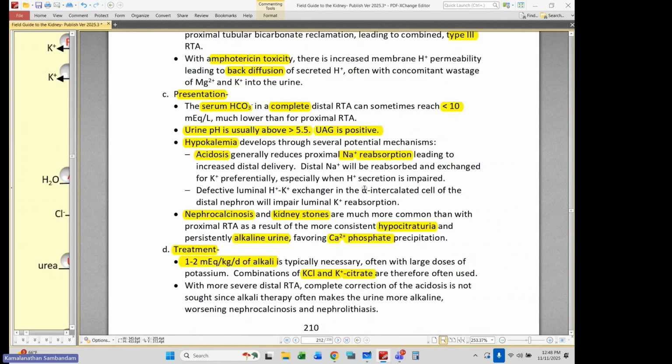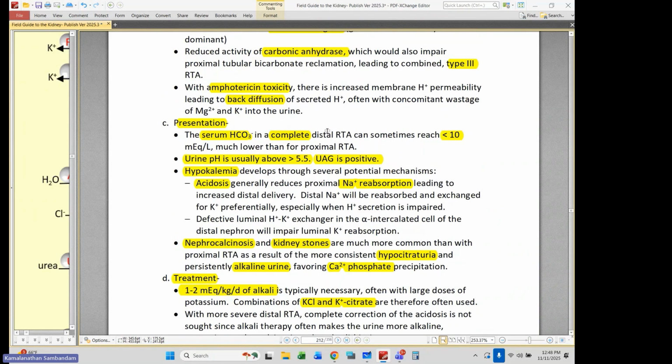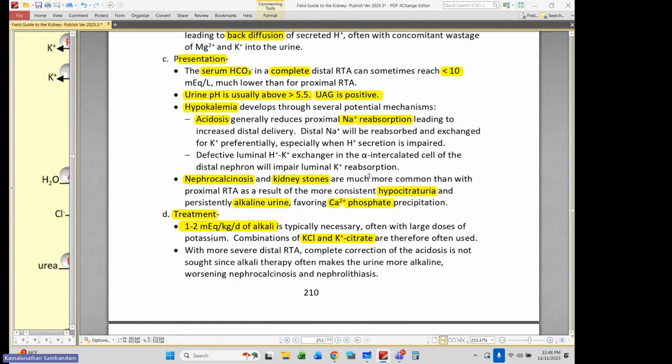Many times in these distal RTA patients, we don't try and normalize their serum bicarbonate, because as we raise the bicarbonate a bit, they will tend to have more alkaline urine, predisposed to more kidney stones. So most of the time we do not give K citrate to the point of normalizing K and bicarbonate.